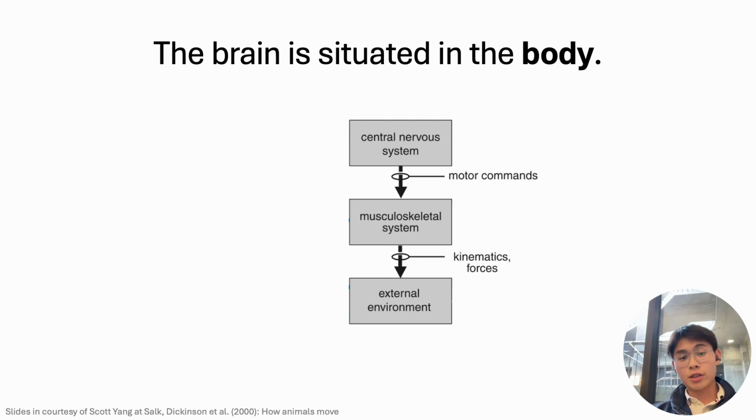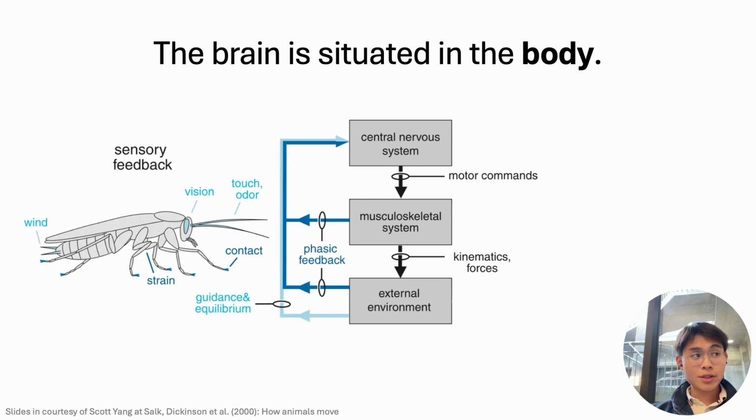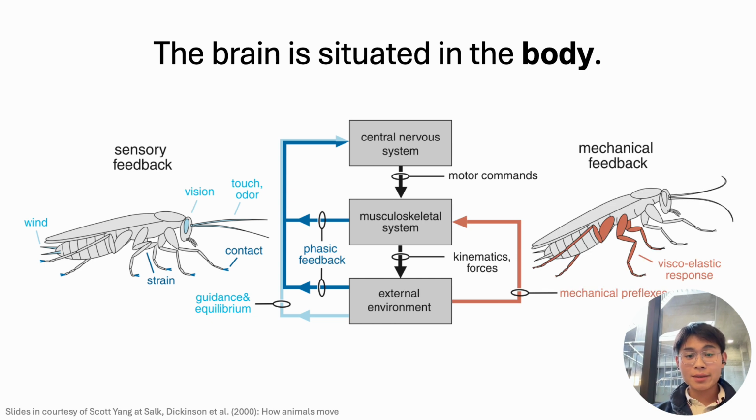We know that the brain is situated in the body. The central nervous system gives motor commands to the skeletal system, and the musculoskeletal system does force control with kinematics and interacts with external environments. In the process, we have sensory feedback from all of our sensors. We can see from vision, the fly has its wings to detect different things, and with contact, different types of signals come back, some feedback from the environment. At the same time, our body gives us feedback as well, with mechanical feedback.